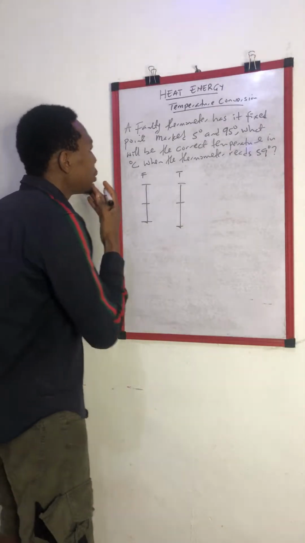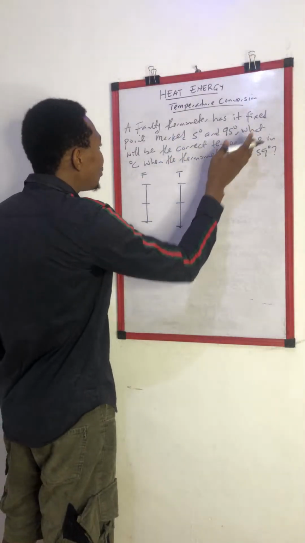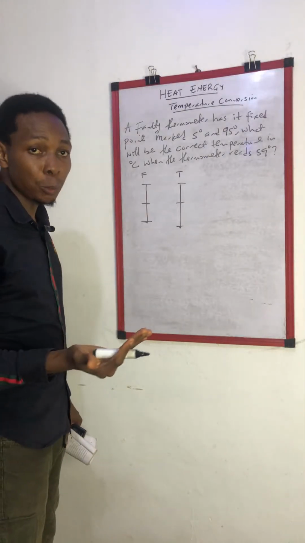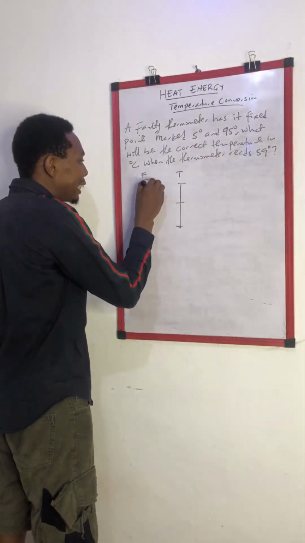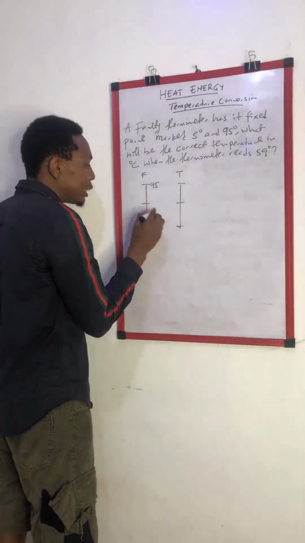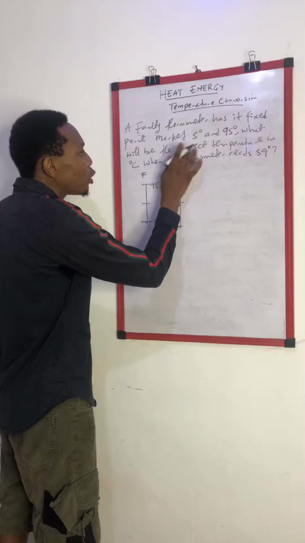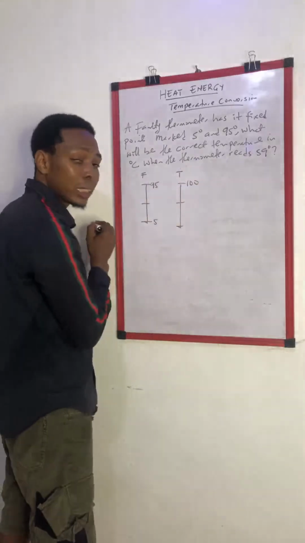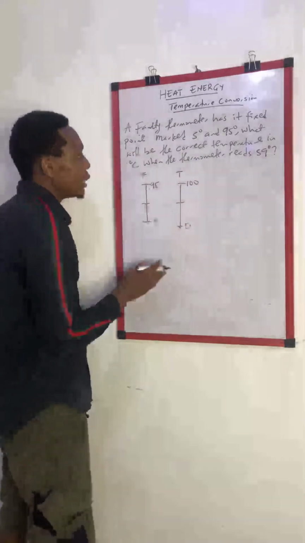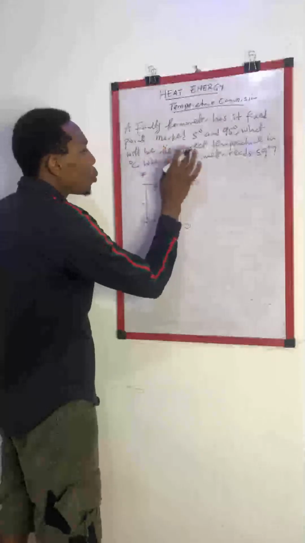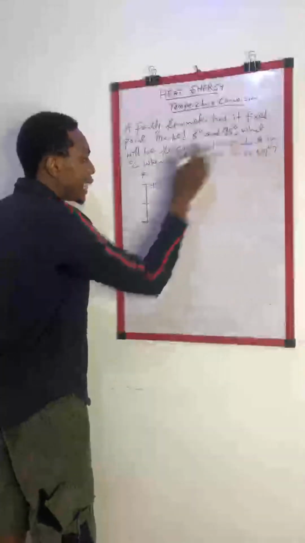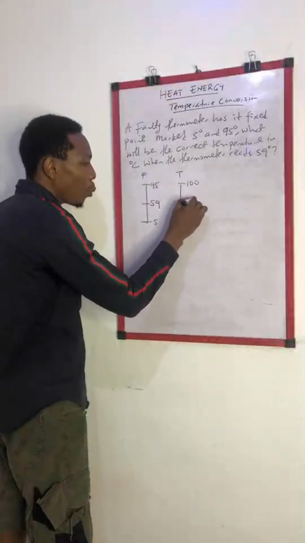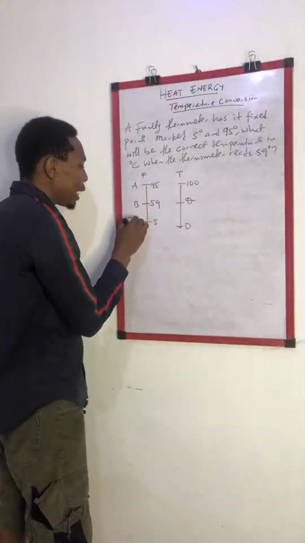So this time around, we were told that it was marked 5 degree and 95 degree. Okay, take note, your upper fixed point is always bigger than your lower fixed point. So our upper fixed point here is 95 and the lower fixed point is what? Is 5. We were now told, what will be the correct temperature in degrees Celsius. Remember, for degrees Celsius, your upper fixed point is 100 and lower fixed point is what? Is 0. So when the temperature reads 59 degrees, we are looking for what was there.